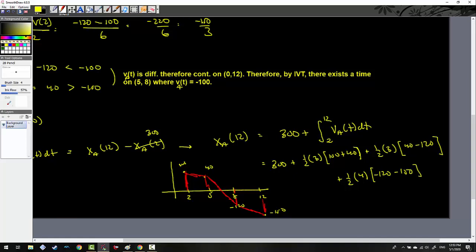And again, on the AP exam, you can leave your answer unsimplified. In fact, I would encourage you to do it, but if you really had the time or just wanted to show off, you would get negative 150. So train A's position at t equals 12 is 150 meters west of the station.